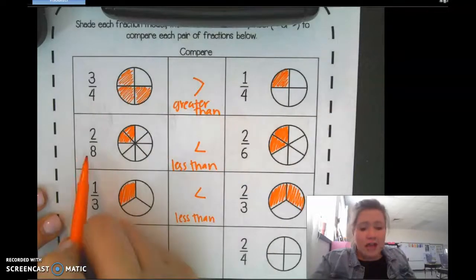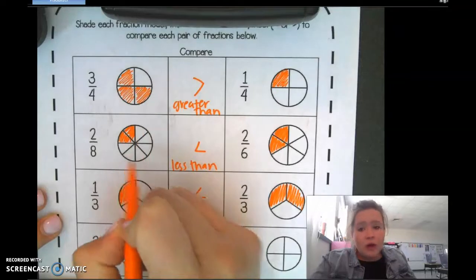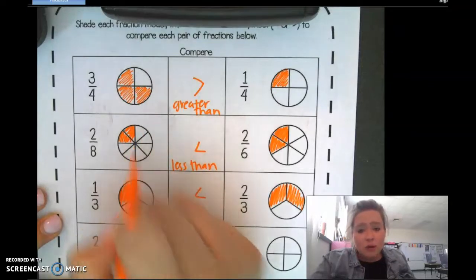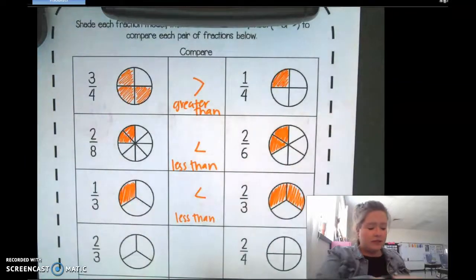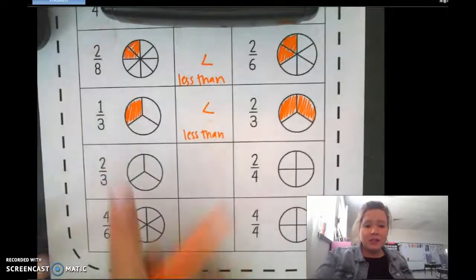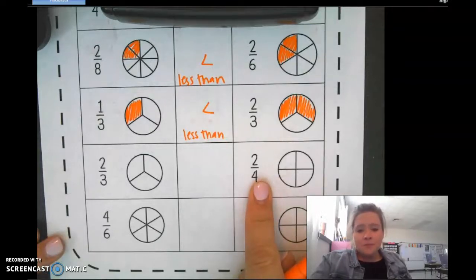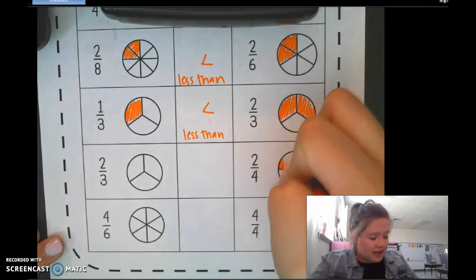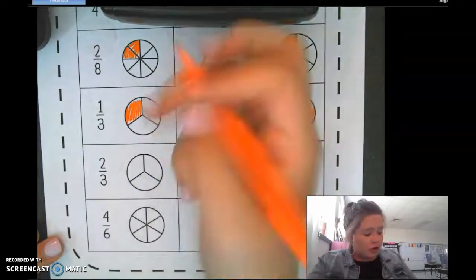Good. Your 8ths are going to be smaller than your 6ths because you have the same size whole, but you're cutting this up into more parts, all right? So the more parts you have to create, the smaller your pieces are going to be. So looking at 2/3 and 2/4, which one is going to have smaller pieces? Great. Your 4ths are going to have smaller pieces because you have to cut your whole up into more parts.